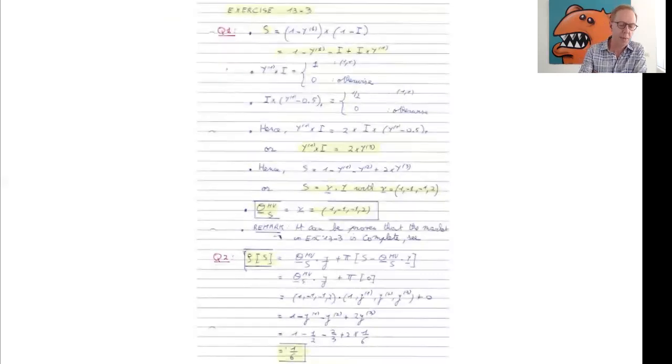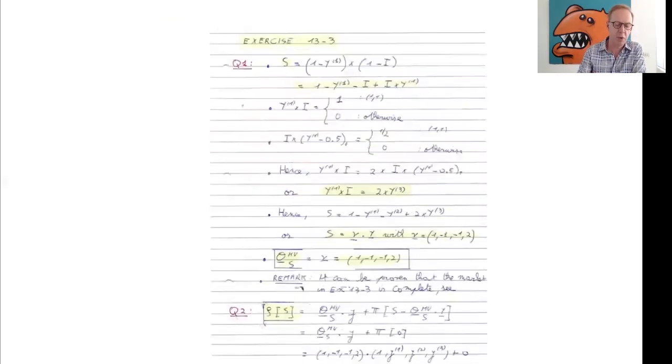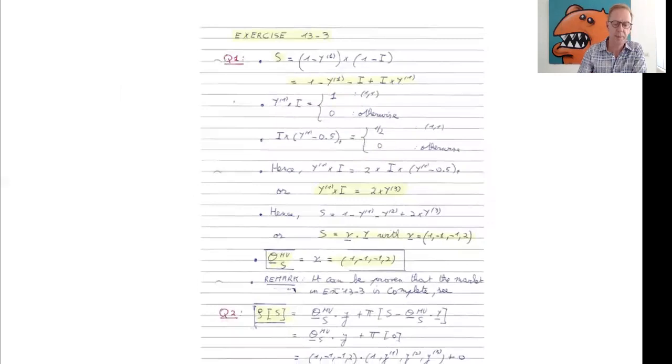Well, question 1 is solved as follows. We know that S is by definition (1 minus Y1) multiplied by (1 minus I), or it is 1 minus Y1 minus I plus I times Y1. I times Y1 can be equal to 1 or 0. It is 1 in the scenario (1,1) and 0 otherwise.